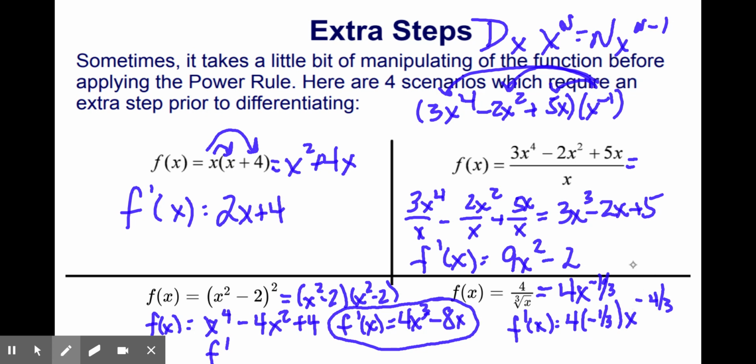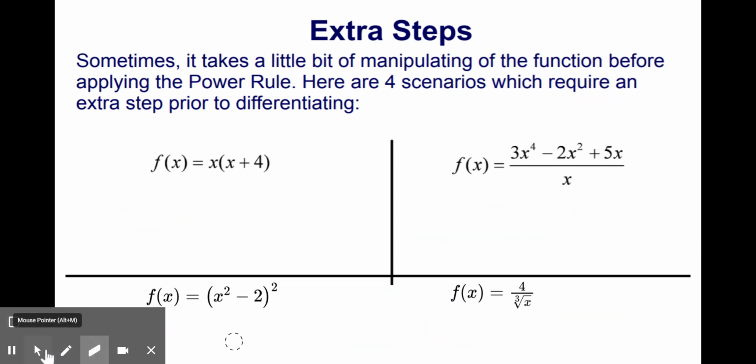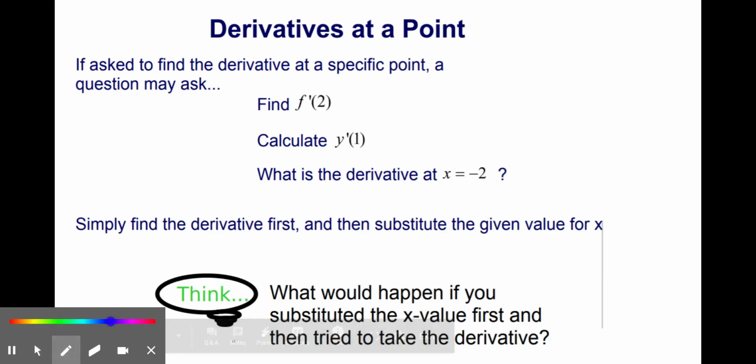If I clean it up, I'll do it up here real quick. So you get f prime is equal to negative 4 over 3 x to the 4/3. There's your derivative for the last one. I'm going pretty quick, but this is something that I feel like I can go pretty quick on.